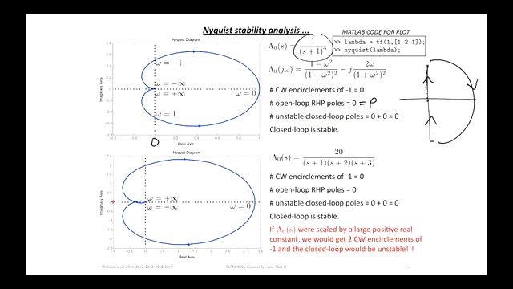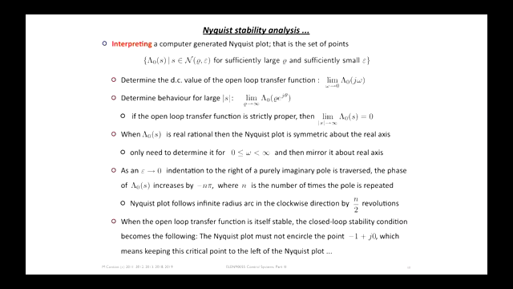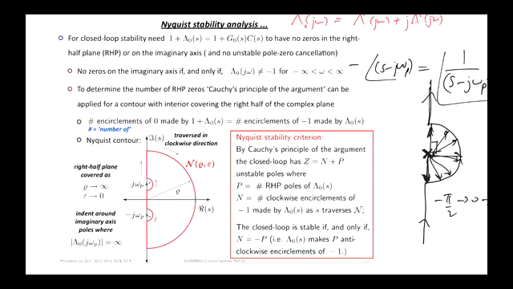Okay? So this is the Nyquist plot for this. It's really just a polar plot of the open loop transfer function evaluated along the imaginary axis. We have P, the number of open loop poles in the right half plane, equal to 0. How many times does this contour go around the critical point minus 1? That's what gives us N, right?